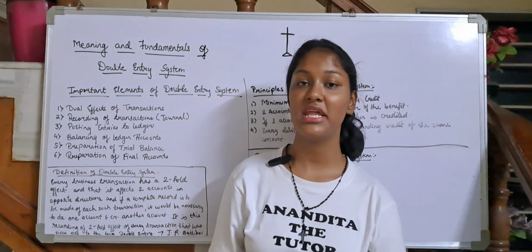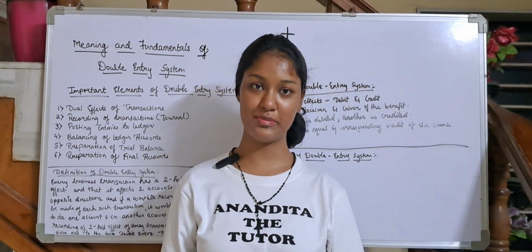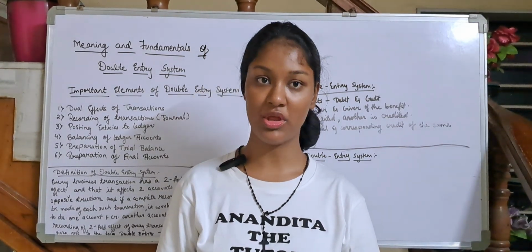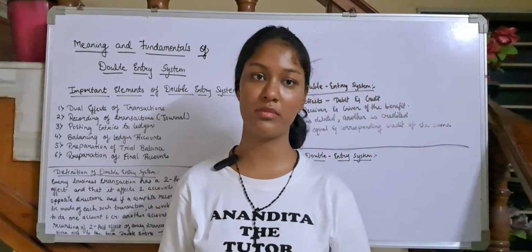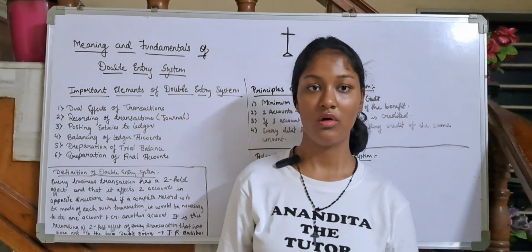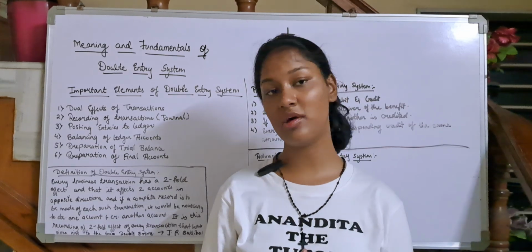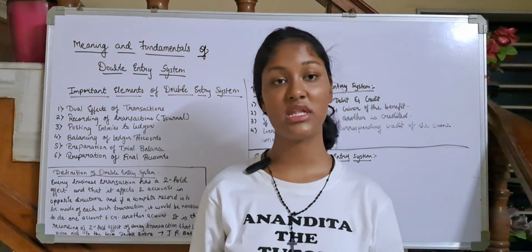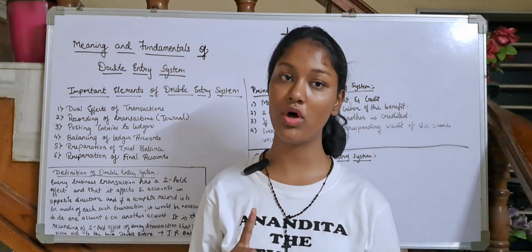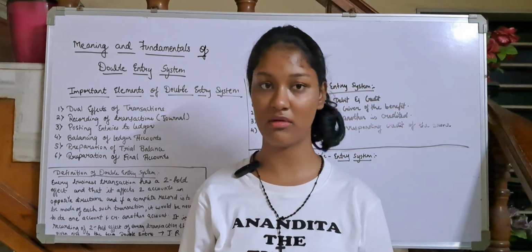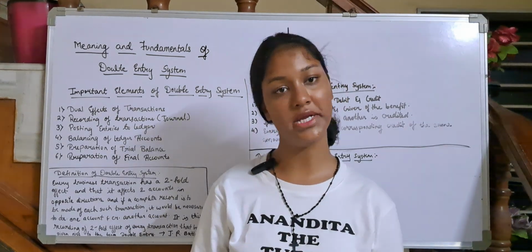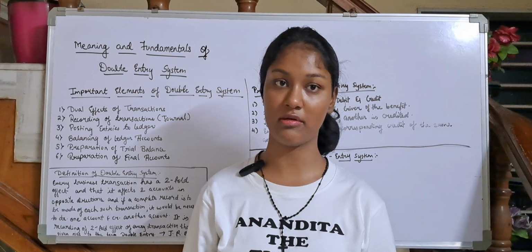Hello everyone. In the previous lecture, we had learned about the systems of recording business information. That is the methods of recording business information. One was Indian system, another was English system. Under English system, there were two methods, that was single entry system and double entry system.